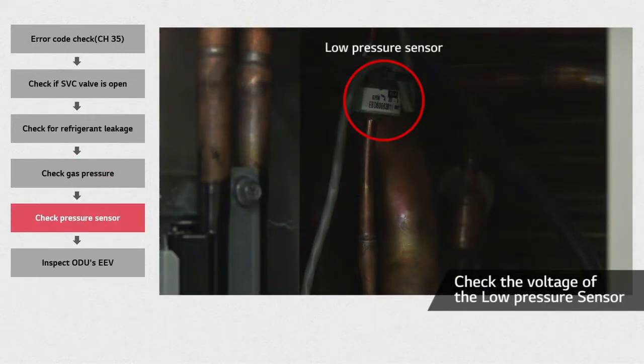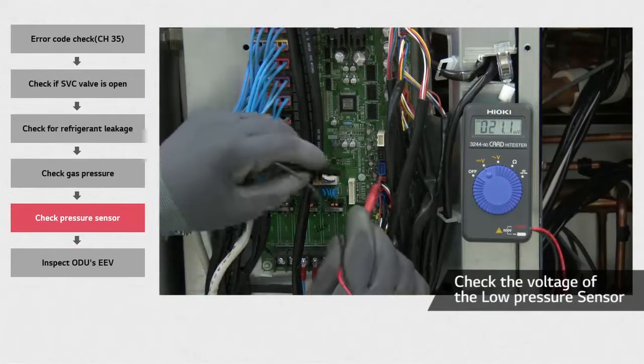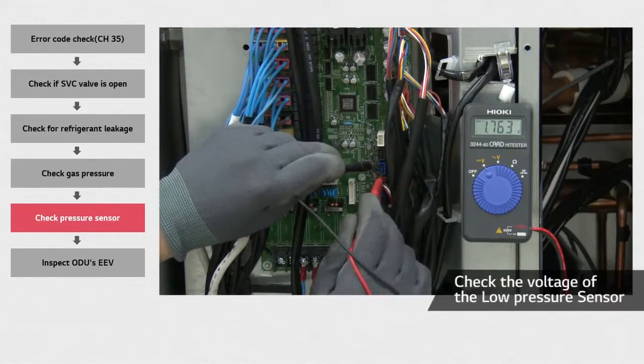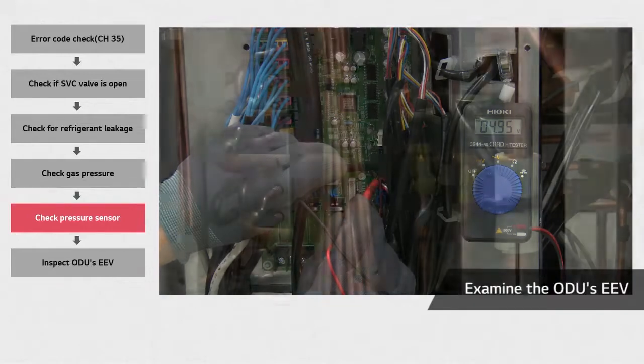Locate the low pressure sensor. It is shown in the image with the white label. Measure the voltage coming from the PCB pressure sensor. Then, check if the measurement is 5 volts for the blue low pressure connector in the external PCB.